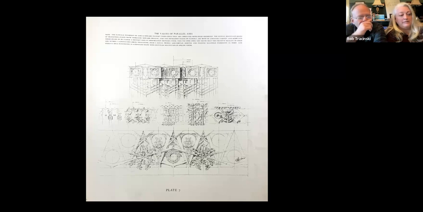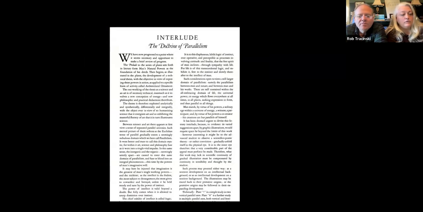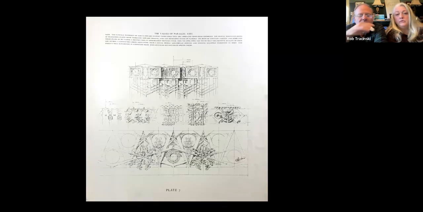He starts here by saying plate 7 is a simple study in two vertical parallel axes. And let's go to plate 8 if we have it. Plate 8 is a further study in multiple parallel axes. But one of the things I notice here is that he's developed a shape and then developed it to a very complex shape. And then he's repeating that shape, but he's also repeating another kind of shape in between those shapes.